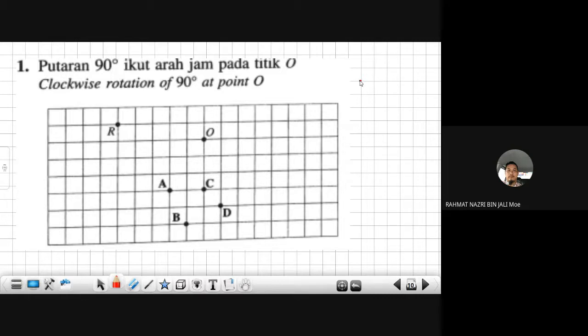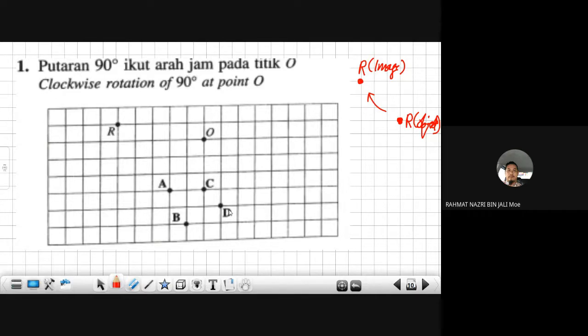So let me sketch first. Let's say this is R. So R here is the image after clockwise rotation this way. So the object will be on the right of R and below R, which is here, around here. So we're gonna find out the object to the R here, either A, B, C, or D. So what is your answer, class?